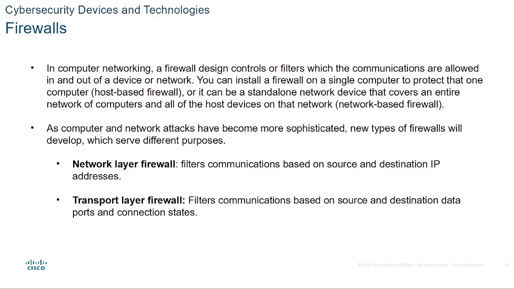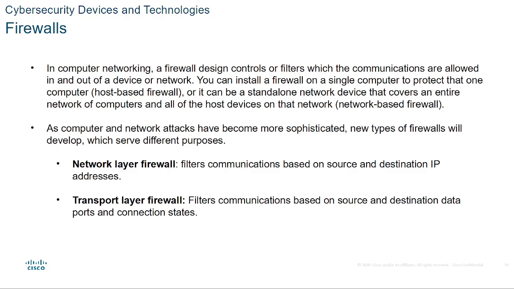So in computer networking, a firewall is designed to control or filter which communication is allowed to go in or out of a device or a network. So you can install a firewall on a single computer to protect that one computer, and that's called a host-based firewall, right? It can also be a standalone network device that covers an entire network of computers and all of the host devices on that network. In that case, you call it a network-based firewall.